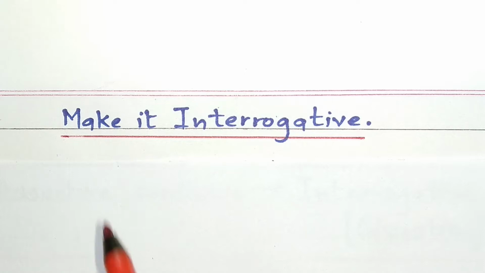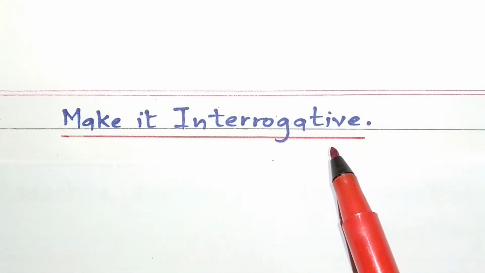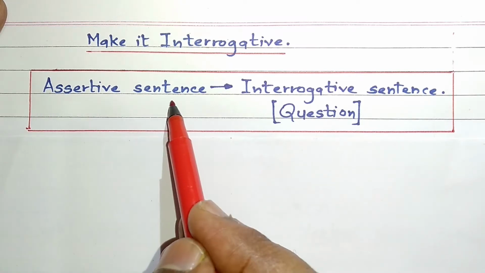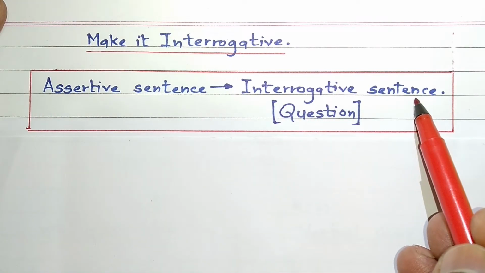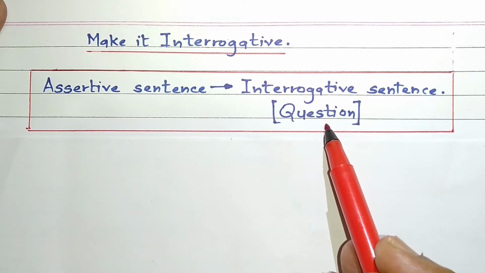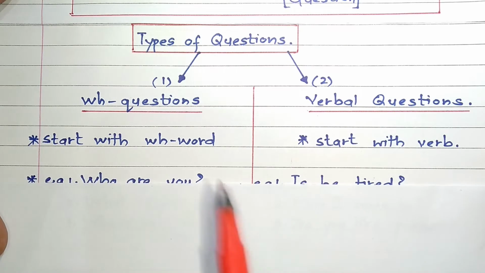Today's grammar topic is make it interrogative. That is, we have to change an assertive sentence into an interrogative sentence. An interrogative sentence is also called a question. But first, let's learn the basics.